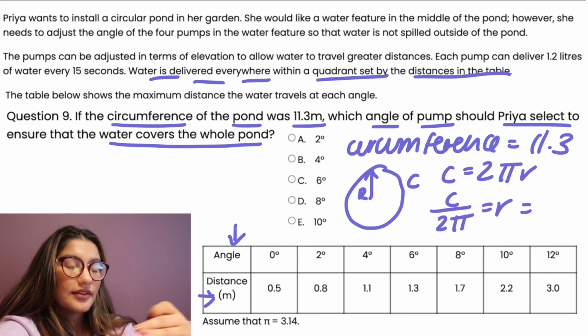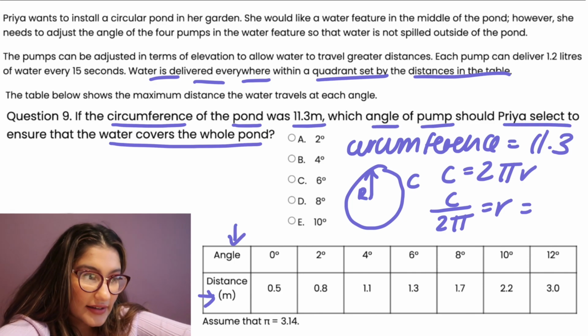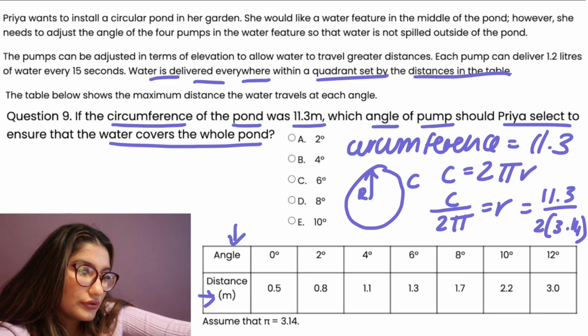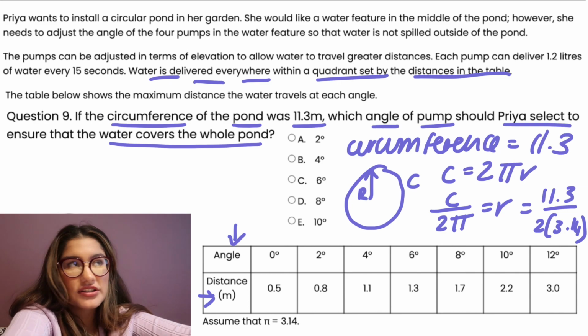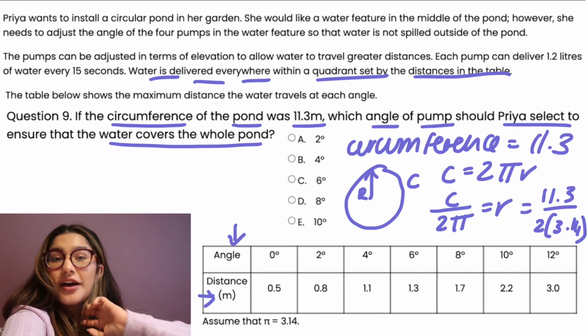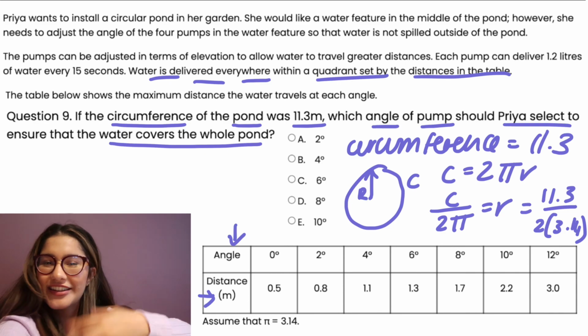So the circumference is obviously 11.3, and then you'd divide it by 2 times pi, and pi is 3.14, which is something I have on my free cheat sheet. Another plug, but it's for your own benefit because it's free.